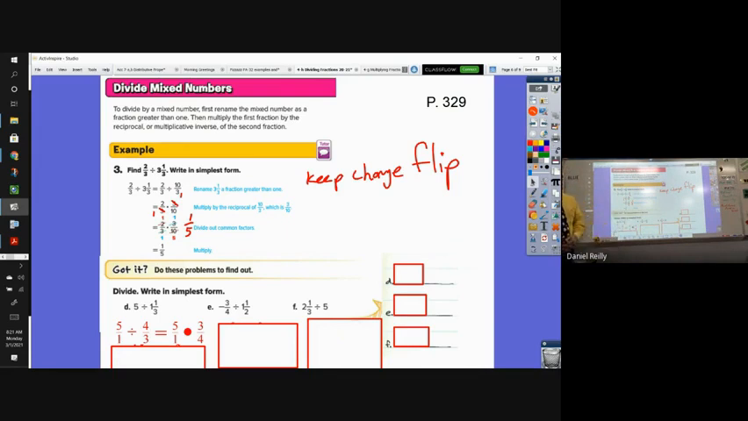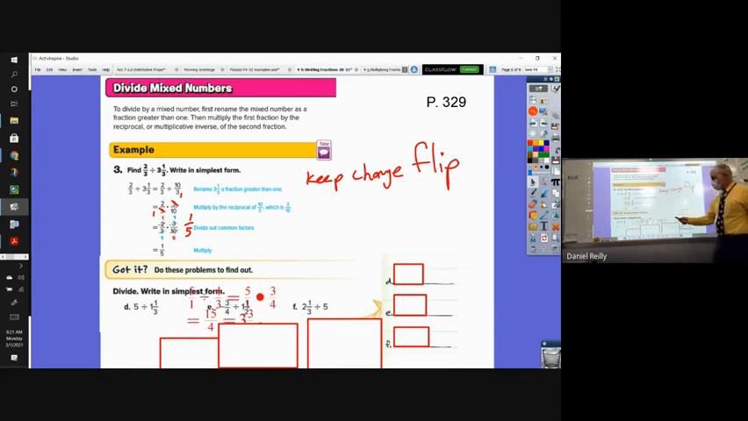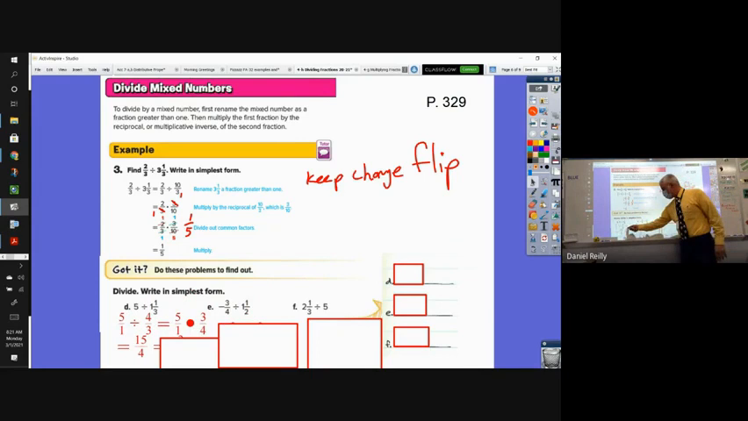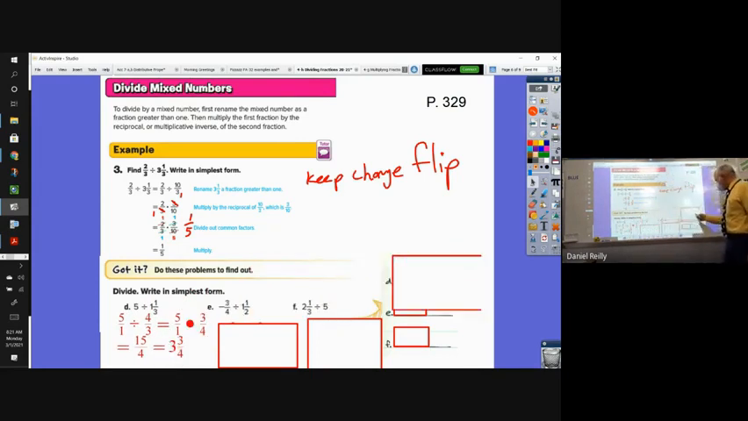I can't do that. So the answer here is 15/4, which as a mixed number is 3 3/4. Positive divided by positive. Go ahead and do E and F.